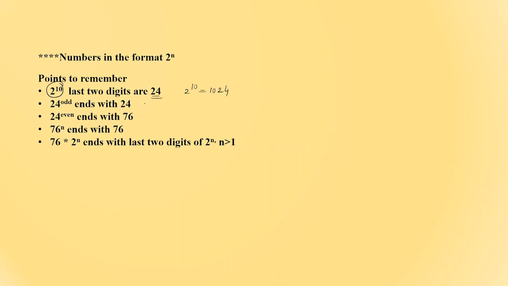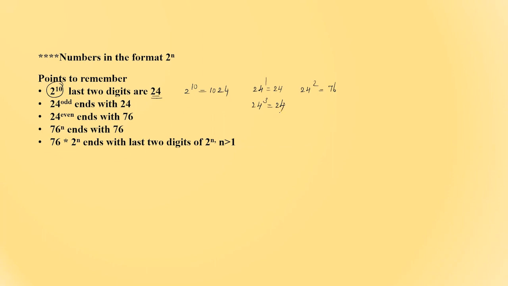If you take 24 to the power 1, it is 24. If I take now 24 to the power 2, this is nothing but 576. So the last two digits would be 76 here. Now if I want to take 24 to the power 3, this would be 13824.